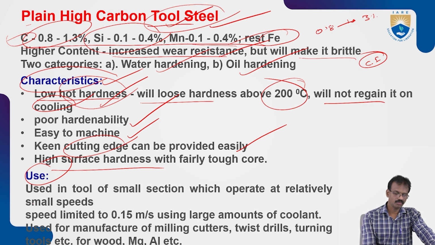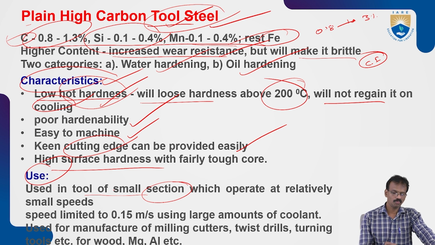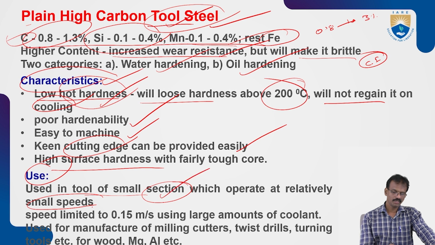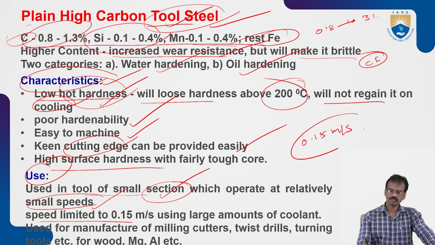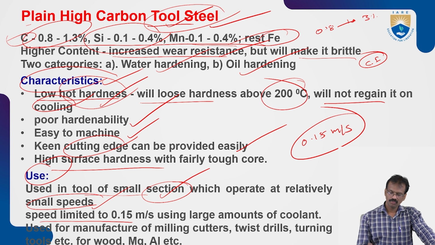Next, it is used in tools of small section which operate at a relatively small speed. So this is preferable for the machining of small sections at small speed. So it has many drawbacks. The limiting speed of this cutting tool is 0.15 meter per second, very less. It also requires a large amount of cooling.